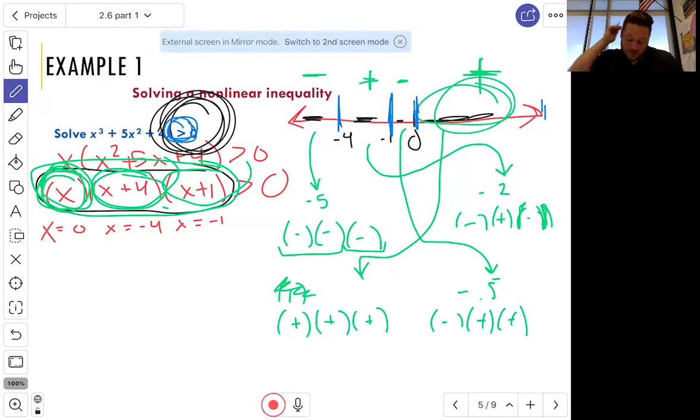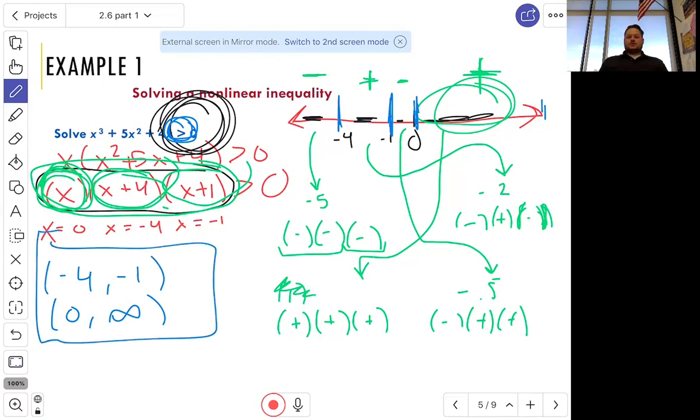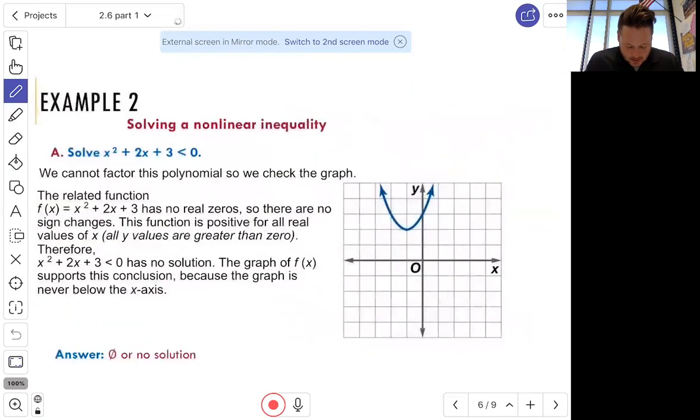So it looks like my graph is positive, or greater than 0, from -4 to -1, and then again from 0 to positive infinity. -4 to -1 and 0 to infinity. Those are the intervals where this function is greater than 0, so that would be my solution. Not too bad, right? Let's keep rolling here.